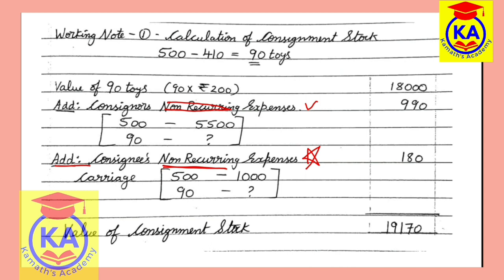Okay, only carriage. So for 500 goods you have spent 1000 rupees as carriage. For 90 goods, how much are you going to spend? So in the same way I have to write 90 into 1000 divided by 500. Okay, cross multiply. 90 into 1000 divided by 500. So that is 180. Okay.